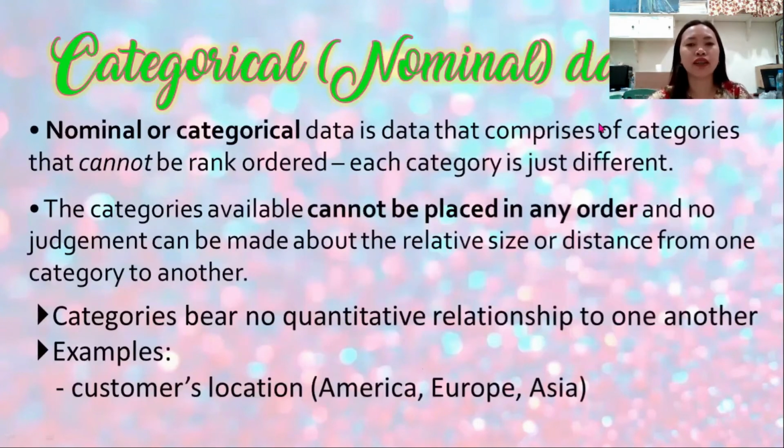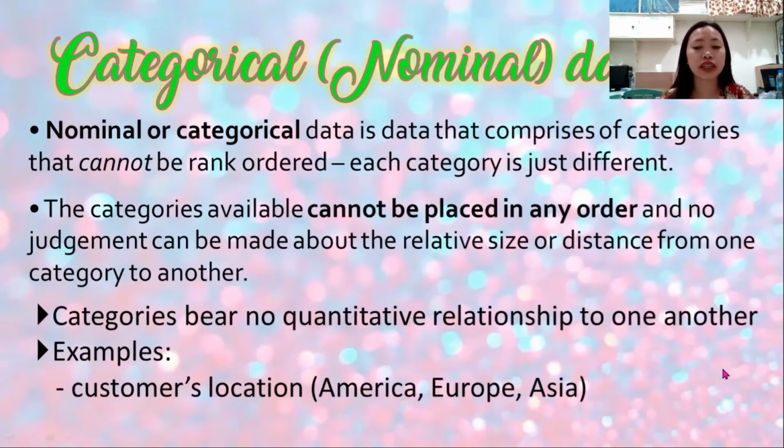First type is categorical or nominal data. Nominal or categorical data is data that comprises categories that cannot be ranked or ordered. Each category is just different. Meaning, nominal data reflect qualitative differences rather than quantitative ones. What does this mean? No mathematical operations can be performed on this data relative to each other. So the categories available cannot be placed in any order. No judgment can be made about the relative size or distance from one category to another. Categories bear no quantitative relationships to one another.